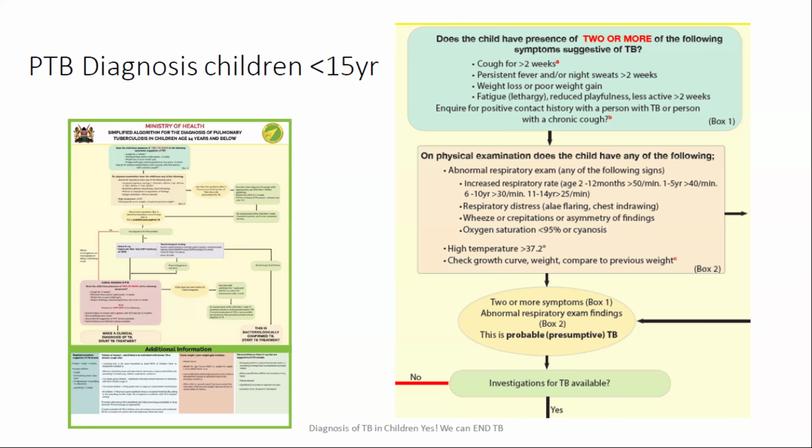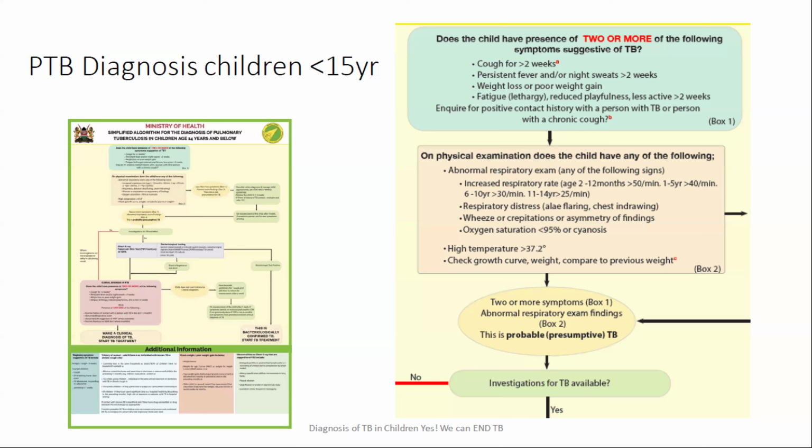Then after looking at the clinical symptoms, you come to the clinical signs. So on physical exam, does the child have any of the following? An abnormal respiratory exam, and that could be, is the child tachypnoeic for age and the weight bands that are there in the basic pediatric protocol? Are there signs of distress such as flaring and lower chest wall indrawing? Can you hear a wheeze or crepitations, or are your findings asymmetrical, suggesting that there is some localized pathology? And is the oxygen saturation less than 95%, or is the child cyanotic? Together with fever, as we have said, and really just looking at the growth curve.